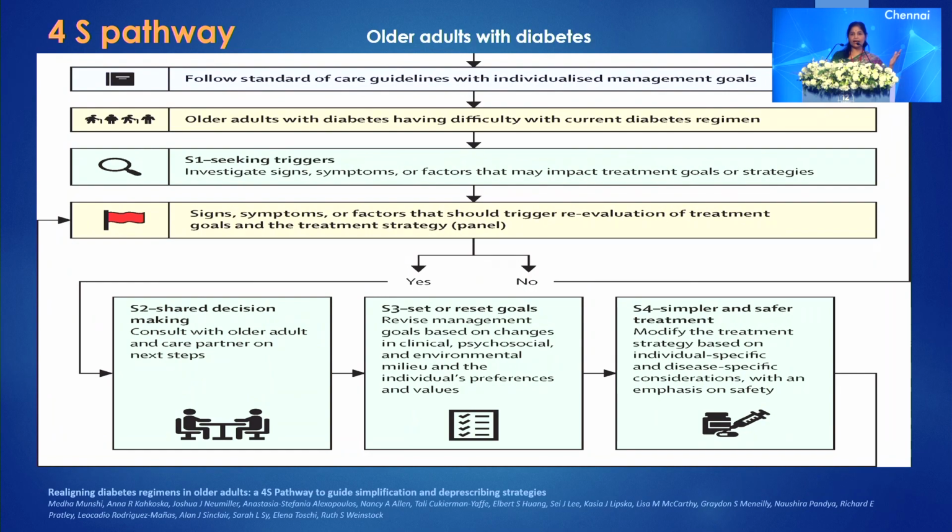We do know that there is a functional decline and a cognitive decline. This is a borrowed slide from the Lancet publication. This is the 4S pathway. So how differently should we deal with our older adults compared to the other population? This is a 4-step pathway: S1, S2, S3, and S4. S1 is seeking trigger, so investigate signs and symptoms of factors that may impact treatment goals.